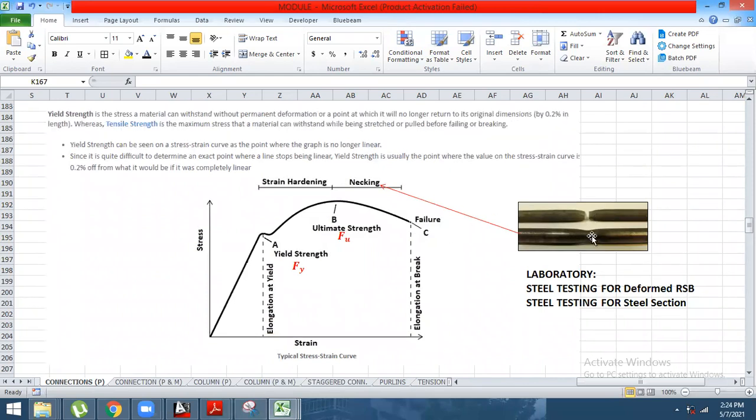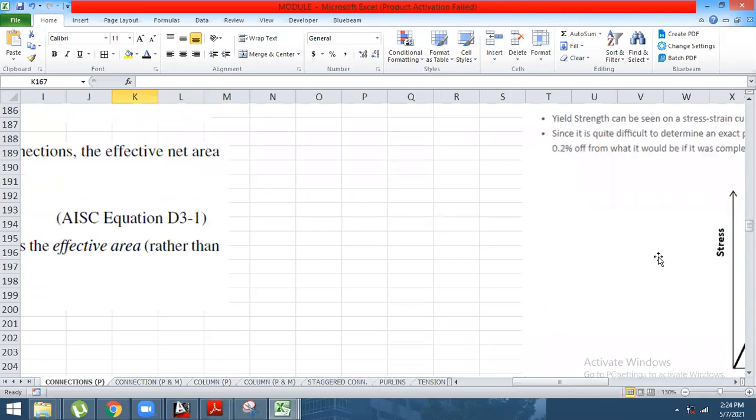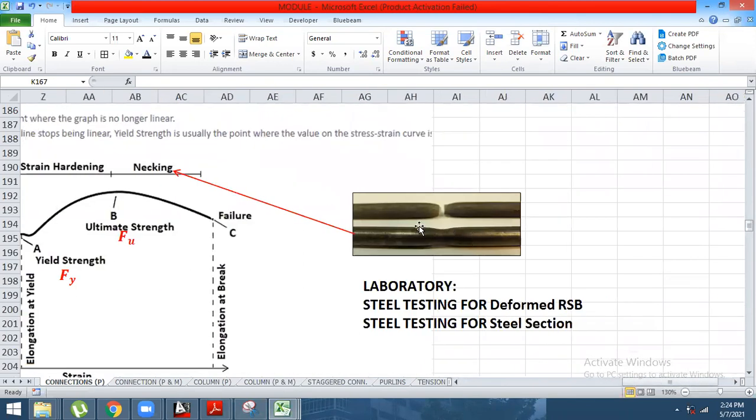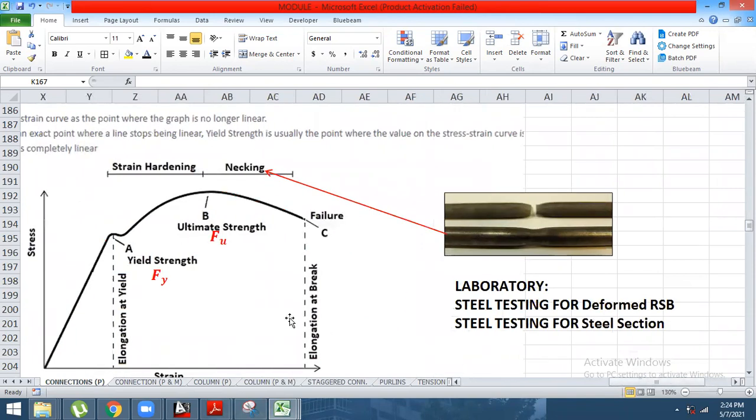If we continue to stretch this material, we could attain its ultimate strength. Through this one it will already suffer necking. Ganito siya, liliit yung part na to. Parang magiging itsurang balakang, di ba? Magne-necking siya, pero hindi pa siya magfe-fail.